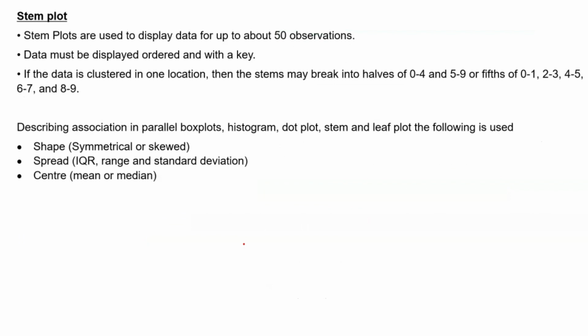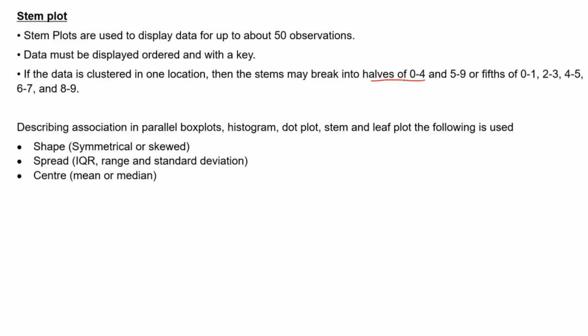Stem and leaf plots are used to display data for up to 50 observations. If the data is big, we don't use a stem and leaf. Also, it gives a fair idea of how the shape should look, because to describe a stem and leaf plot, we need a clear shape. If the data is clustered in one area, if most of the data is in one location, it's better to halve it or split it. I made a video on how to split a stem and leaf plot. Please make sure you watch that.